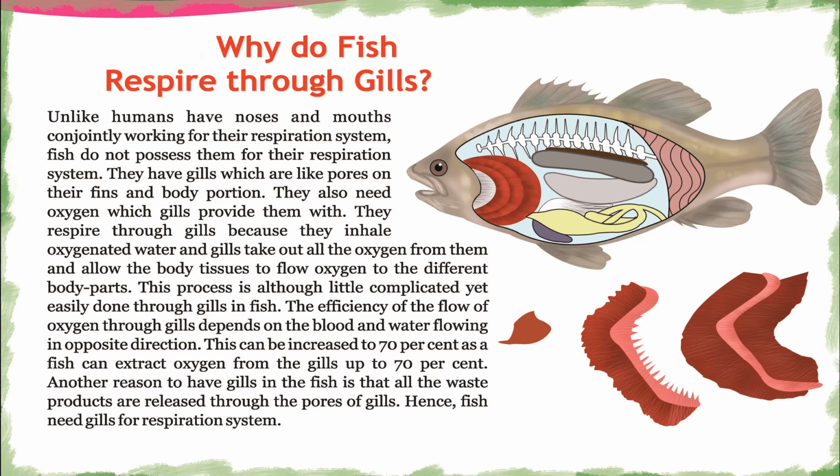They respire through gills because they inhale oxygenated water, and gills take out all the oxygen from it and allow the body tissues to carry oxygen to the different body parts. This process is although a little complicated, yet easily done through gills in fish. The efficiency of the flow of oxygen through gills depends on the blood and water flowing in opposite directions. This can be increased, as a fish can extract oxygen from the water up to 70%.